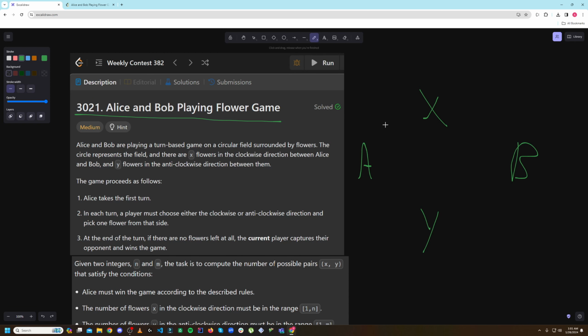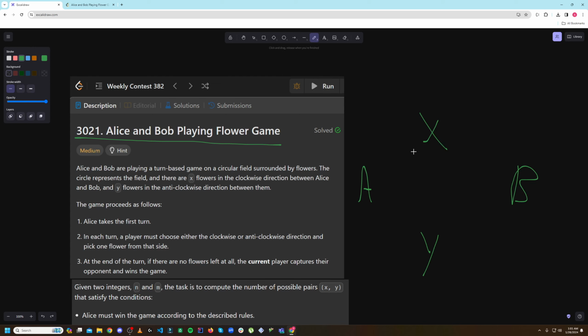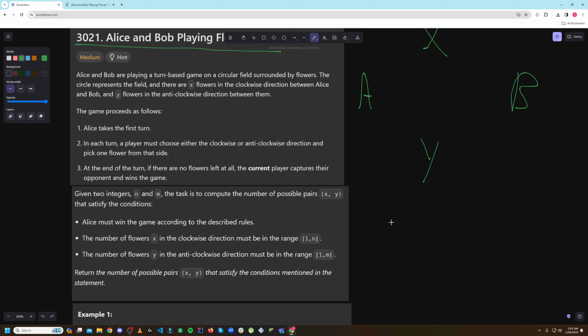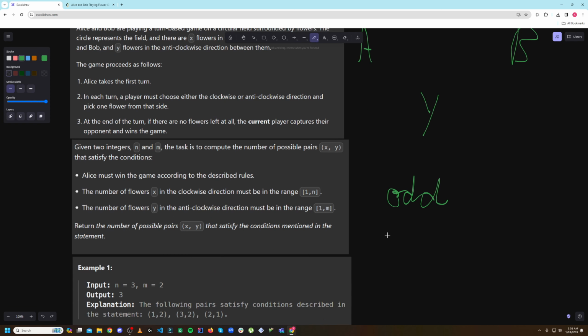Basically Alice picks first, and Alice can pick from either direction. Just pick one flower. Then Bob can pick from either direction, one flower. And this keeps on happening, and the person that picks the last flower wins. Because you can pick from any direction, these two things don't really matter. It just comes down to how many total flowers there are at the start of the game. So if there's an odd number of flowers, Alice will always win. And if there's an even number, Bob will always win.